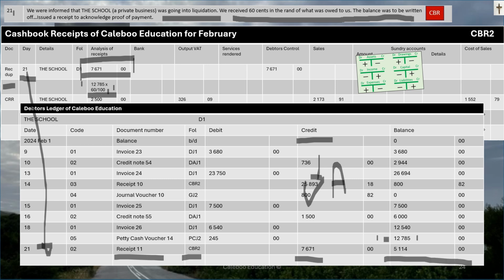And the amount that we are not going to receive is 5114, because it says here we are only going to receive 60 cents in the rand. The balance is going to be written off. So there we go. We received the 60 cents in the rand, and the balance is going to be written off. So the final balance 5114 is going to be written off, and that goes through the general journal.